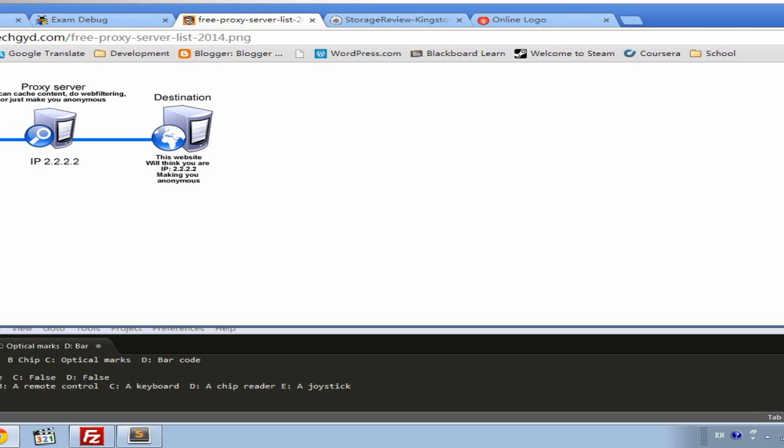However, if I want to go and look at the Extreme Papers website, can I look at Extreme Papers? Yes, you can. It will go get it for you, and then it will bring it back to the proxy server, and the proxy server will give it to me here.